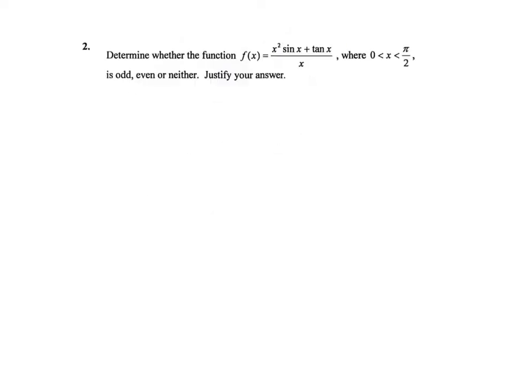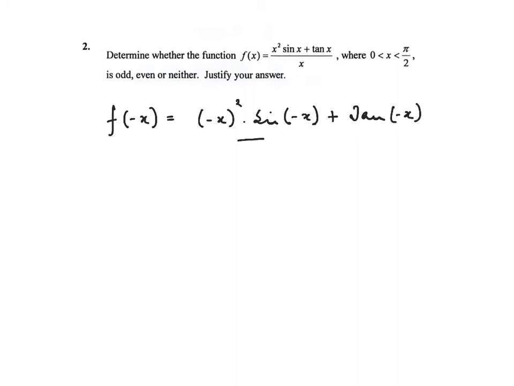So what we want to do here is to replace x with negative x and then see what happens. So I have minus x all squared, sine of minus x plus tan of minus x all over minus x. Now the only problem part of this is the tan part. So minus x all squared is just x squared.